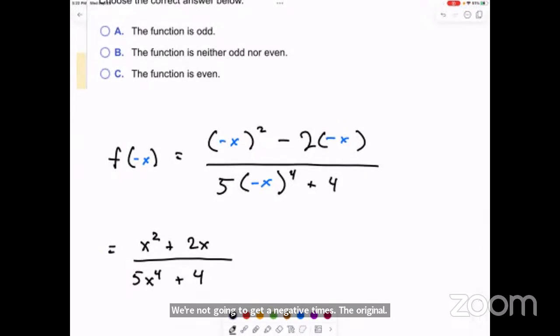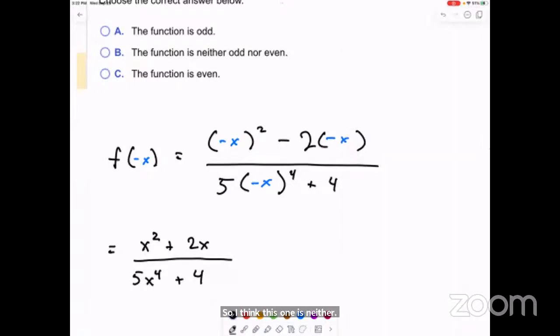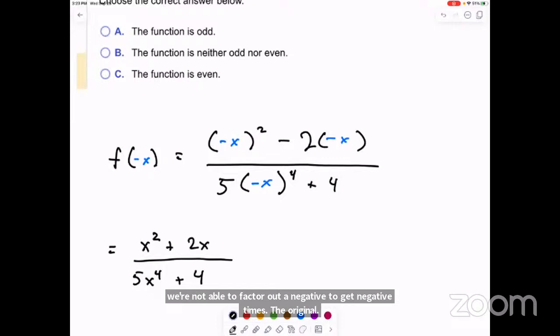So this is an example of something that should be, let me close the poll. Final answer is going once, going twice, three times the charm. Okay, poll is closed. So I think this one is neither, right? Because when we did the initial analysis, we did not get back to the original, and we're not able to factor out a negative to get negative times the original. So this one should be neither.